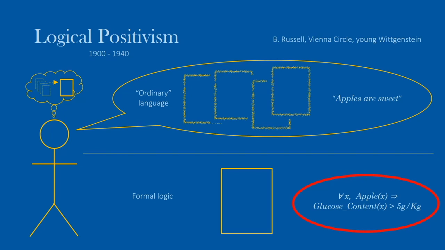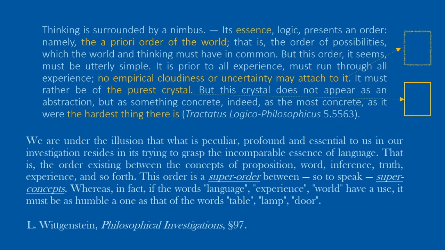Right? So what Wittgenstein says in his later period about what he was thinking: "We are under the illusion that what is peculiar, profound, and essential to us in our investigation resides in its trying to grasp the incomparable essence of language. That is, the order existing between the concept of proposition, word, inference, truth, experience, and so forth. This order is a super order between, so to speak, super concepts. Whereas, in fact, if the words language, experience, world have a use, it must be as humble as that of the words table, lamp, door, etc."